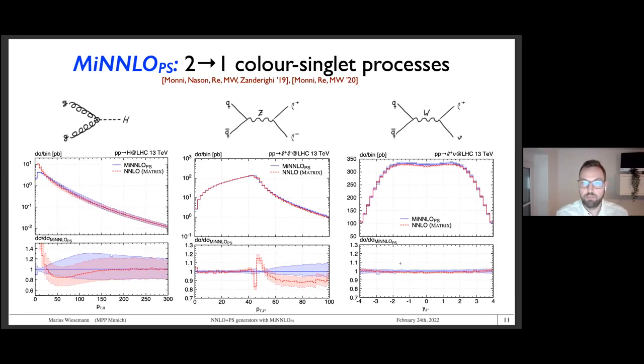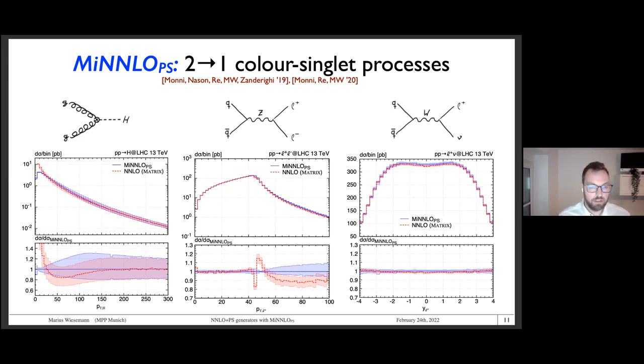So let me give you a small overview of what we did with MiNNLO+PS. First, we looked at simpler processes: Higgs, neutral current, and charged current Drell-Yan. You always see here, blue is MiNNLO, red is next-to-leading order for validation purposes. For example, for the transverse momentum of a Higgs boson, fixed order diverges at small transverse momenta, and you need the parton shower resummation to get a physical result, to get some Sudakov behavior at low transverse momenta.